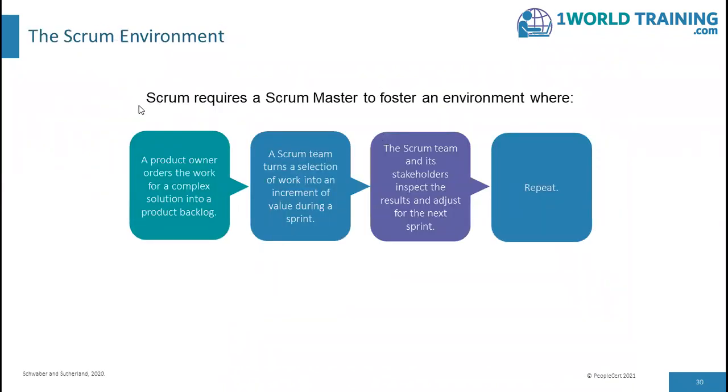The Scrum Environment. Scrum requires a Scrum Master to foster an environment wherein a Product Owner orders the work for a complex solution into a Product Backlog. A Scrum Team then turns a selection of work into an increment of value during a Sprint. The Scrum Team and its stakeholders inspect the results and adjust for the next Sprint, and this is repeated again.